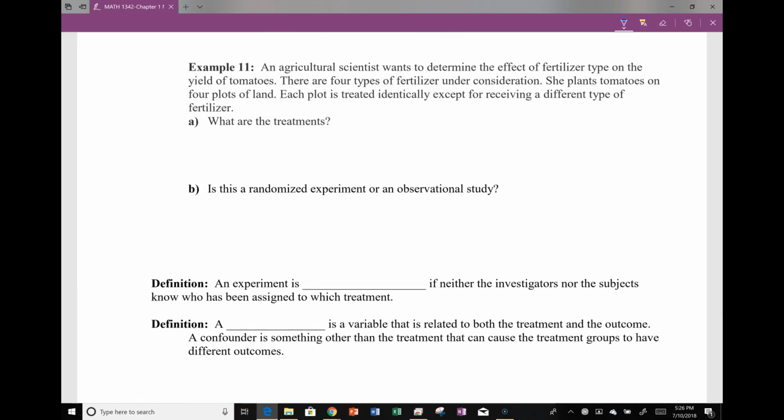Now then, example 11. An agricultural scientist wants to determine the effect of fertilizer type on the yield of tomatoes. There are 4 types of fertilizer under consideration. She plants tomatoes on 4 plots of land. Each plot is treated identically except for receiving a different type of fertilizer. So what are the treatments to the different groups? Okay, the treatments are the different types of fertilizer.